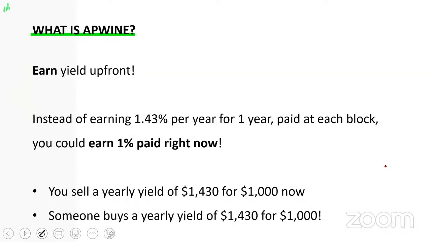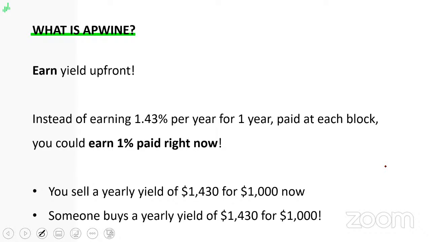So the idea of APWine is to say that you could earn this yield, so the $1.43, now instead of earning it in a year. Of course, there is a trade-off. If I come to you and say, you can decide either to win 120 euros to make it easy, 10 euros per month for 1 year, or I give you right now 70 euros. Maybe you would prefer to get right now 70 euros rather than earning 10 euros per month.